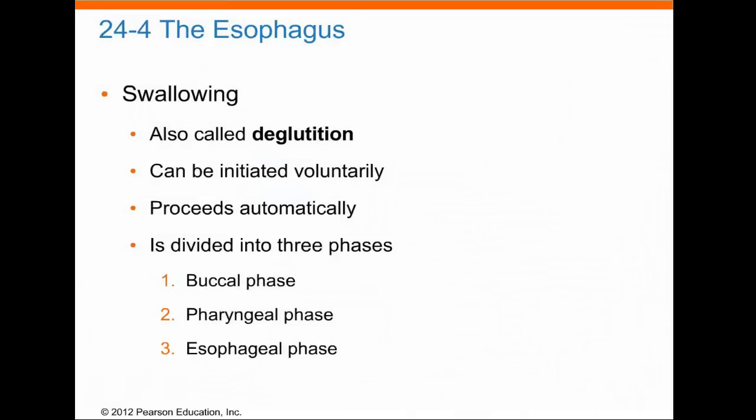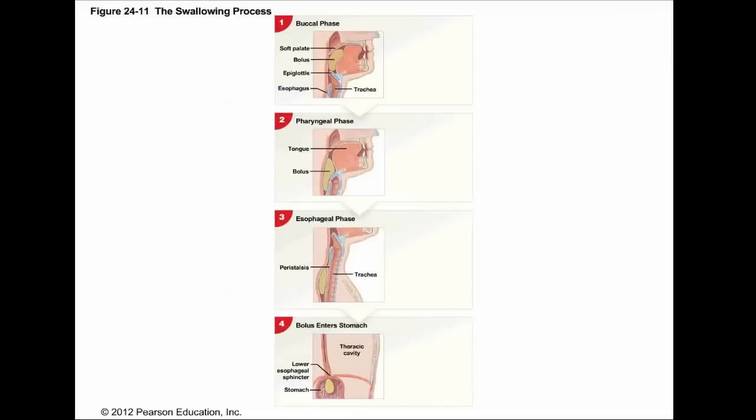Swallowing is also known as deglutition. Oh, I can't even say it. Have a go. Deglutition. And it can be initiated voluntarily. So we voluntarily swallow. It proceeds automatically, and it's divided into 3 phases: the buccal phase in the mouth, the pharyngeal phase, and the esophageal phase as it moves down towards the stomach.